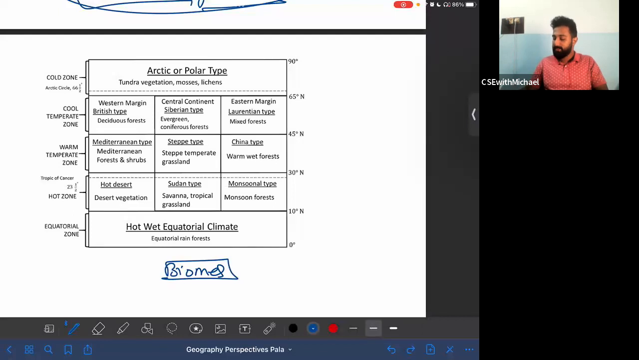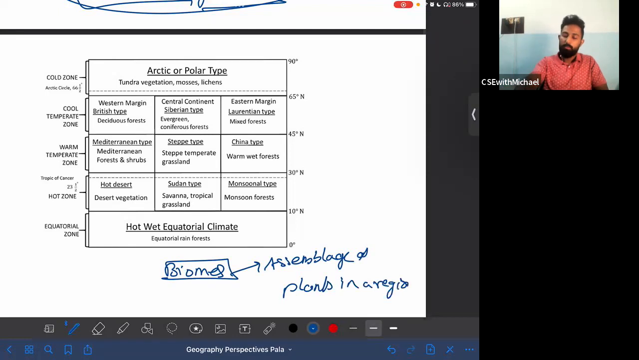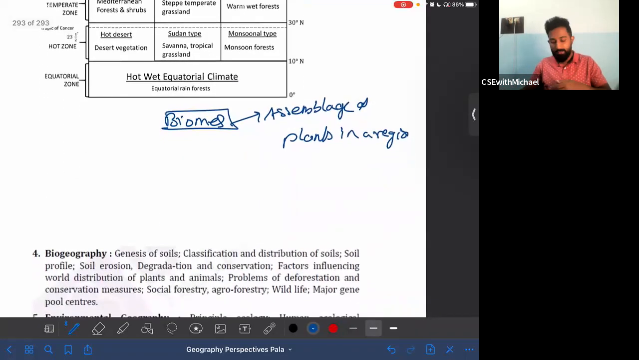Now, what are biomes basically? An assemblage of plants and animals found in a region. Simply put, that's what biomes are. They are ecosystems characterized by a particular assemblage of plant species or animal species. We have discussed a few things about that already. One classification we looked at was the zonation, where the zones were found. The next type of identification methodology is biomes.